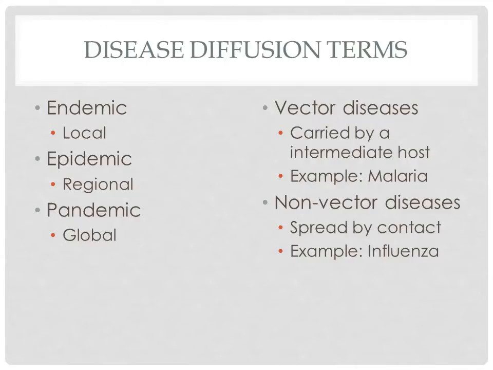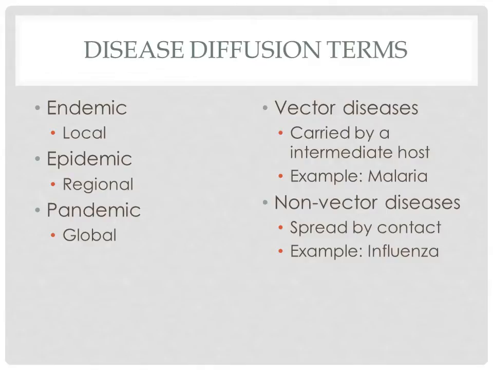In addition to this, a relatively recent addition, so please make sure that you have it, is the difference between vector and non-vector diseases. Vector diseases mean that there is something that is carrying the disease. There is an intermediate that's carrying the disease. That's the vector. Malaria is a good example of a vector disease because malaria is carried by mosquitoes, which is the vector. The mosquitoes are the vector.